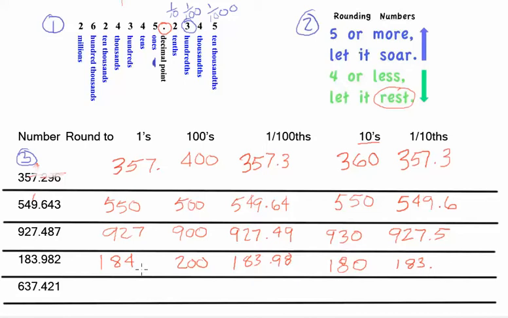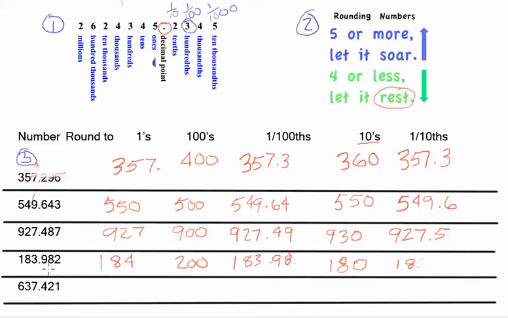183 point. Now we have to consider what's in the tenths. It's a 9. So if we look to the right, that's an 8. So we're going to let it soar. And again, here I made a mistake because I have to erase my 183 here because we're going to raise it up 1. So sometimes, I was trying to be fast, but when you try to be fast, you end up taking more time because you make a mistake.